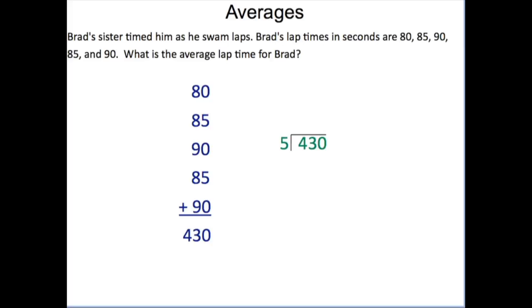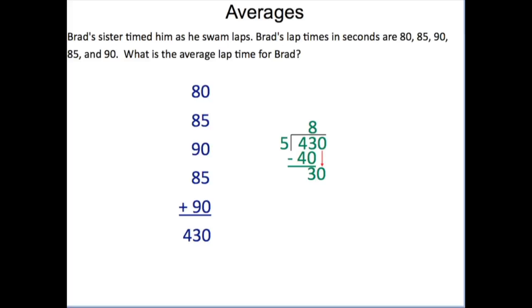Okay, so my first step is to look at how many groups of 5 can I make out of 43. Well, I know that I can make 8. 8 times 5 is 40. So I need to subtract 43 minus 40, and I get 3. Now I need to bring down my 0.